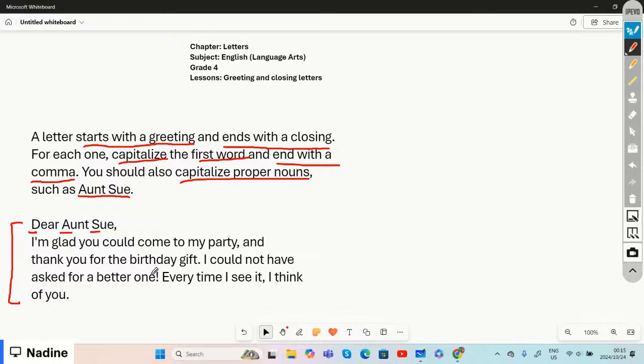So once again, this is a letter written to his aunt for coming to his birthday party. You can write thank you notes also, but remember, when it comes to letters, a letter has a greeting, the message, as well as an ending or closing, if you can put it like that.